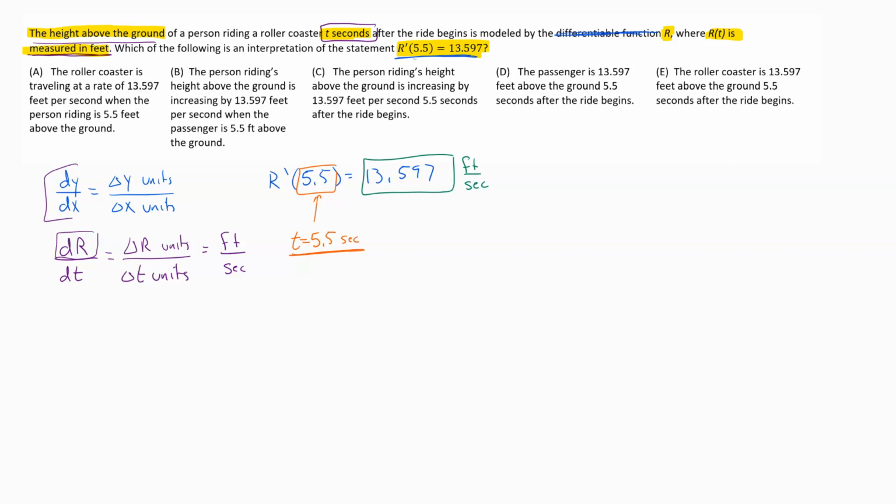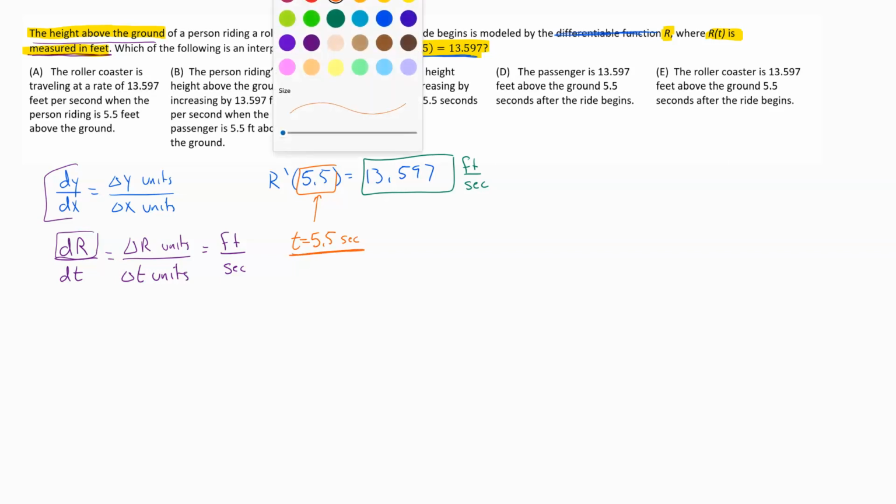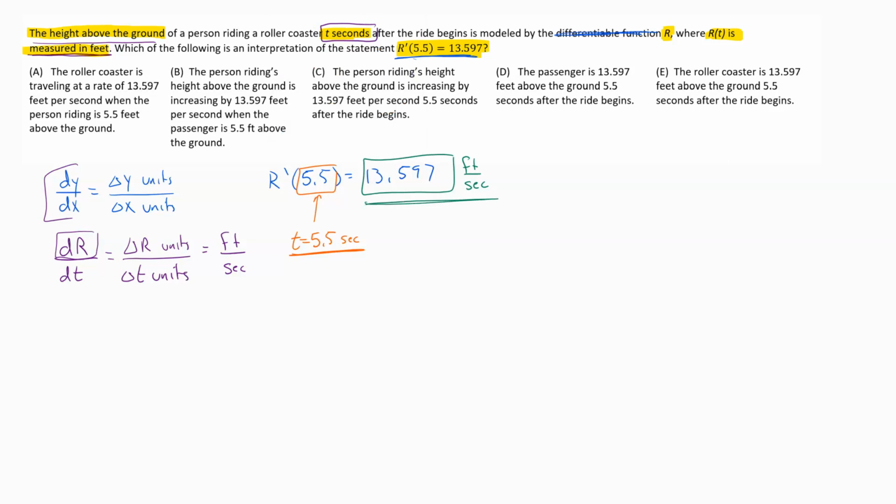So at this moment in time, we're changing at 13.597 feet per second. And because it's a positive derivative value, we know that that's telling us that this is increasing at that rate. So now we've deciphered all the information that we have in front of us, and now that we know what it's saying, it's pretty straightforward to come through and see that the person's riding height above the ground is increasing by 13.597 feet per second. There's our units that we were looking at. And then at this point, 5.5 seconds after the ride begins. And so our answer on this one would be answer C.